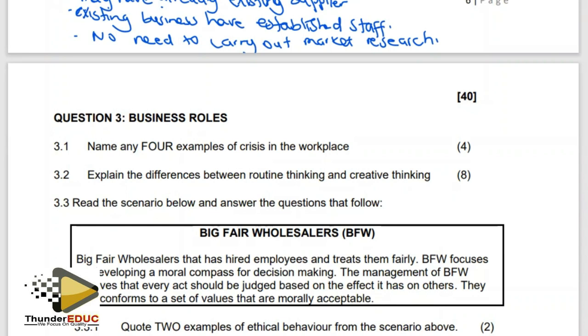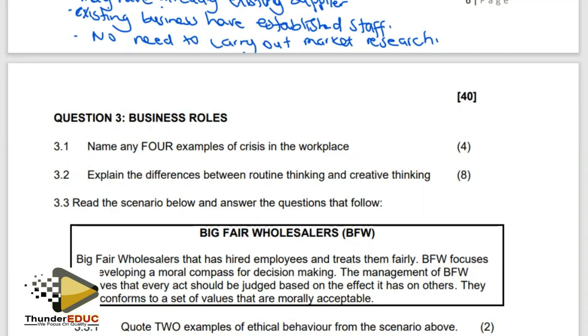As usual, I don't expect any person to choose question three when he cannot attempt 3.1, because it is always simple. It is a very first order question that requires us to state, to mention, to name, outline. Those are very simple verbs that we should always read and always know. So our question three talks about crisis in a workplace, and they want us to give examples of crisis.